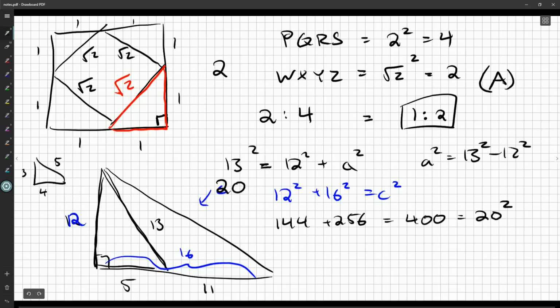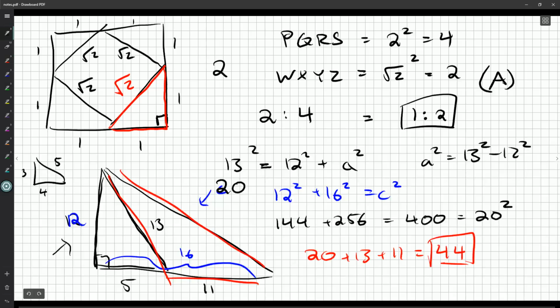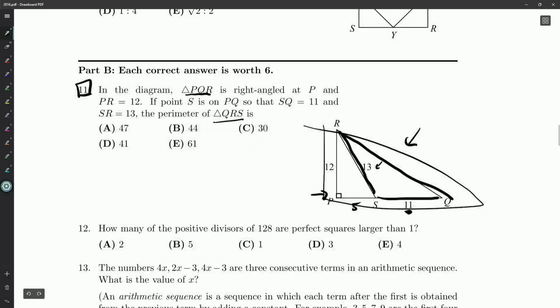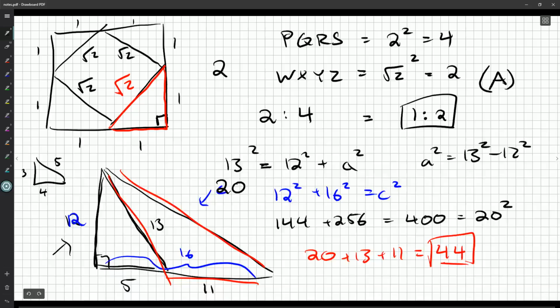Anyway, what do we want? We want the perimeter of this triangle here. So I need 20 plus 13 plus 11. 11 and 13 is 24, plus 20 is going to be 44. All right. We don't want to accidentally do the perimeter of the bigger one with the 12, the 16, and the 20, which would be 48. Okay, we want to look for 44. Oh, good, 48 isn't even a possibility, so just bubble in B. And that's the answer to question number 11.